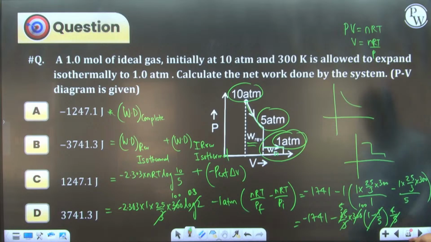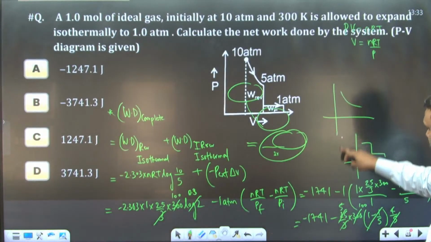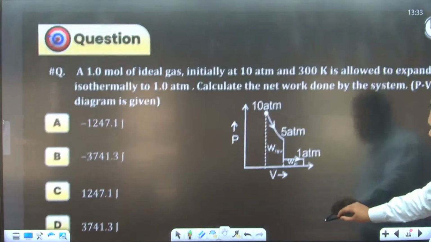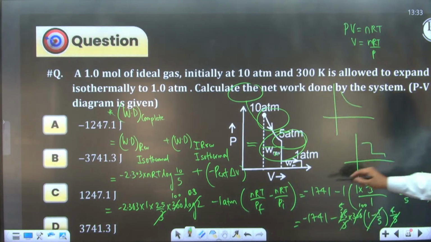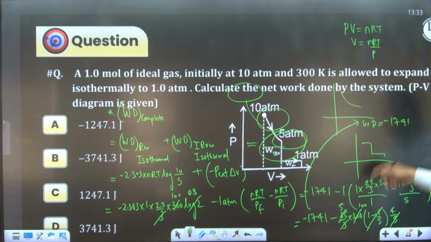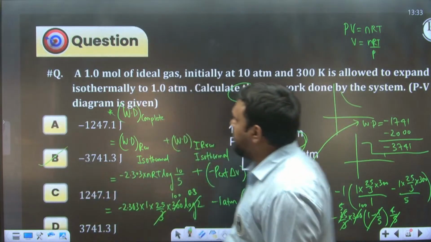How much are we getting? Minus 2000. So we are getting minus 2000 here, taking it upwards. We are getting minus 2000 as this value, so I am taking it upward. We are not having that much space over there. Minus 1741, and this is minus 2000. So in total we are getting minus 3741, approximately minus 3741 joules as our value. So B option will be the answer.